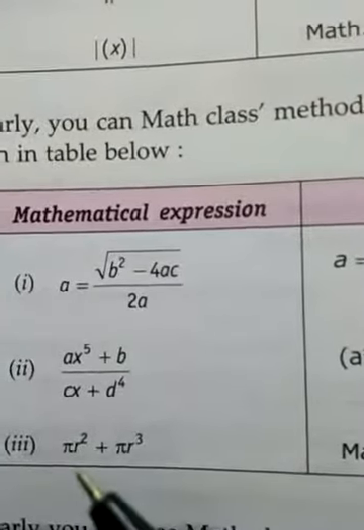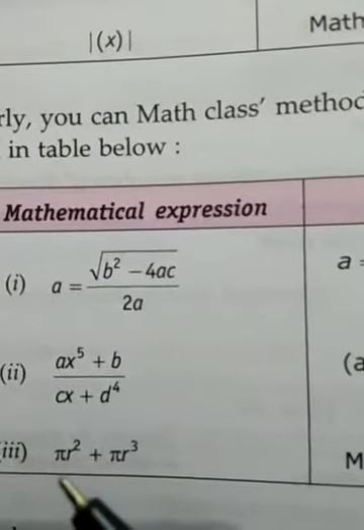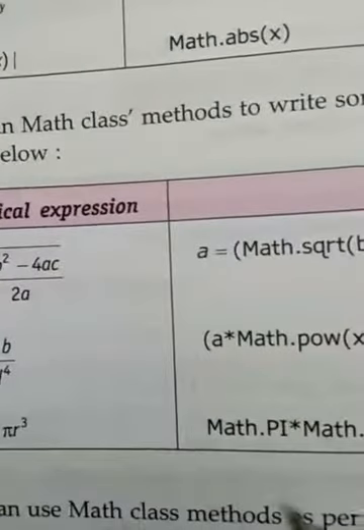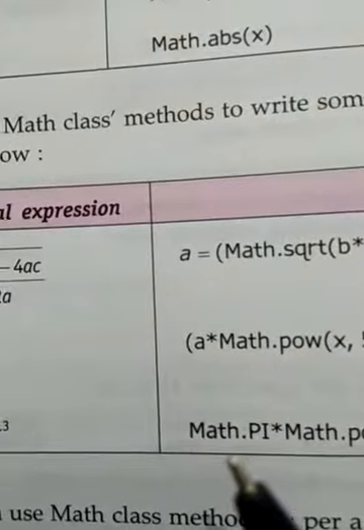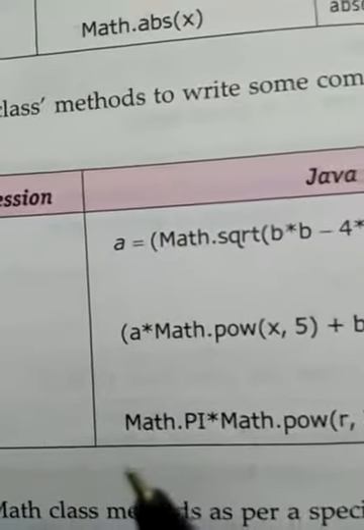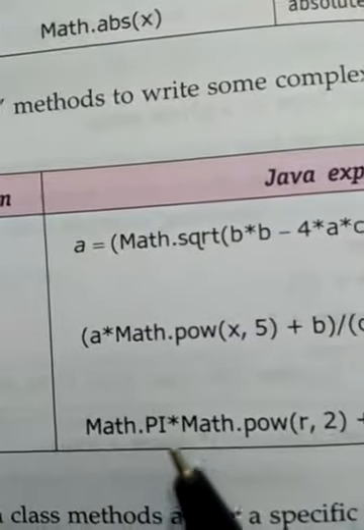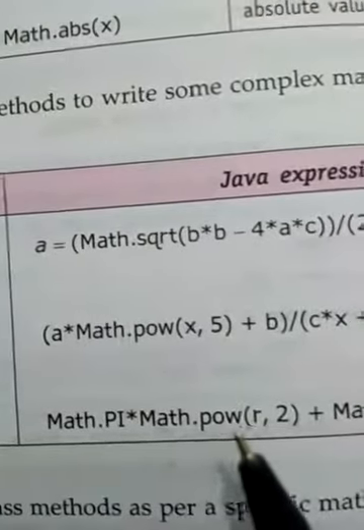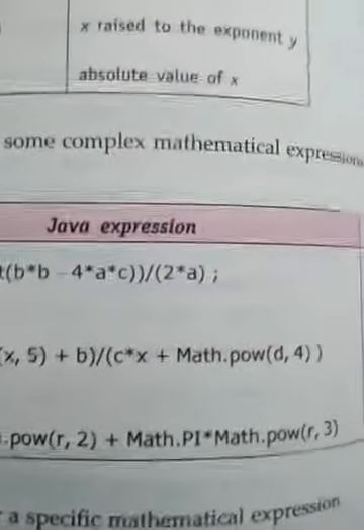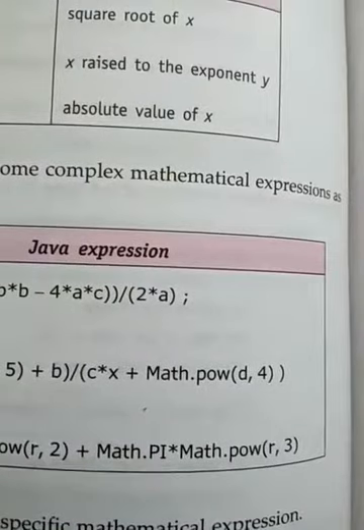Now there is pi r square plus pi r cube. There is no function for pi, but we can use a standard constant, Math.PI, or we can directly write 3.14. So here, in your book, Math.PI, with PI in capital: PI into Math.pow(r, 2) plus Math.PI multiplied by Math.pow(r, 3).